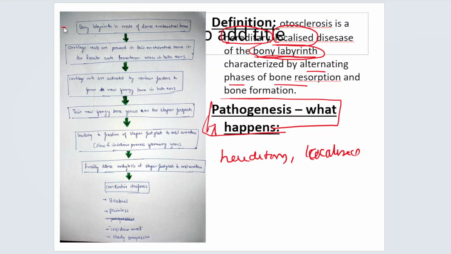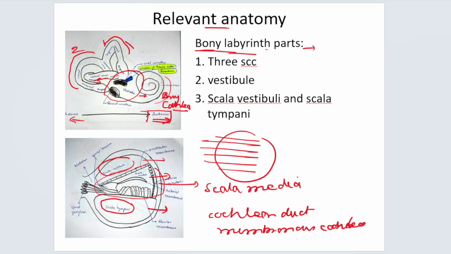The bony labyrinth, as we have already talked about, is made of dense enchondral bone. But in this dense enchondral bone, there are cartilage rests, mostly in the area of the fissula ante fenestram in both ears. We did not talk about the fissula ante fenestram in the anatomy. Now let us talk about this. This blue area that I want you to focus on is called the fissula ante fenestram.